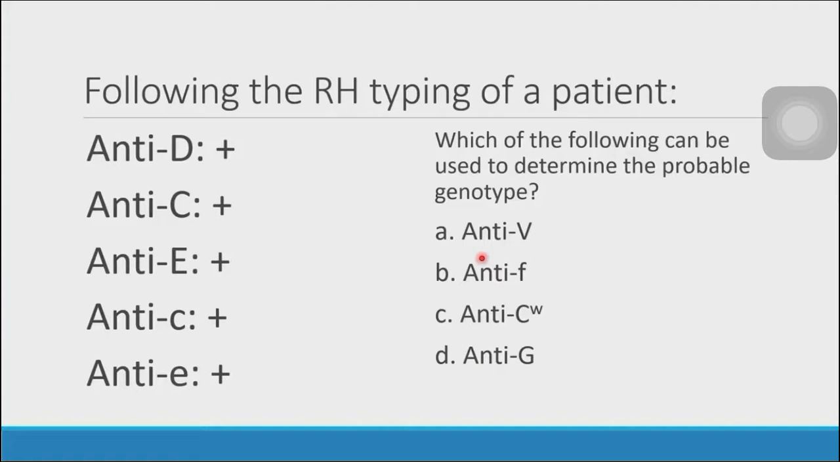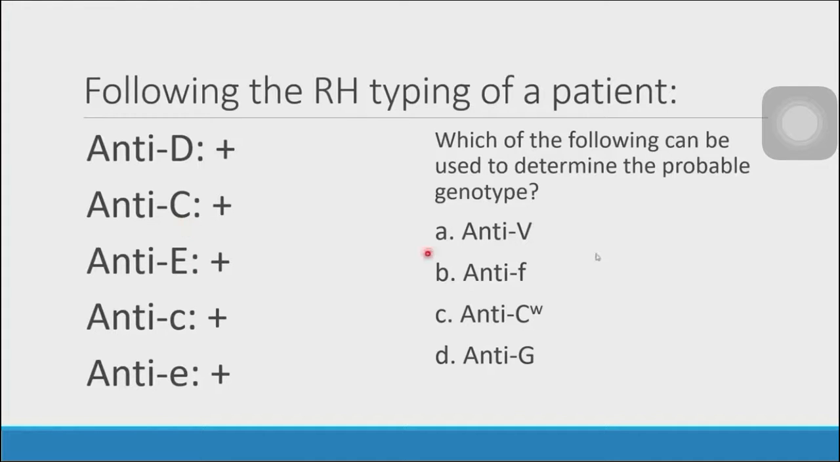Ano yung mga information na yon? Ano yung V antigen, F antigen, CW antigen, and G antigen? Next, what is the most probable genotype that is associated with having this reaction in RH phenotyping? Ano yung most probable na genotype na pwedeng lumabas in these results? Kasi doon mo malalaman yung antibody na gagamitin mo, antibody na pwedeng lumabas if may ganitong result.